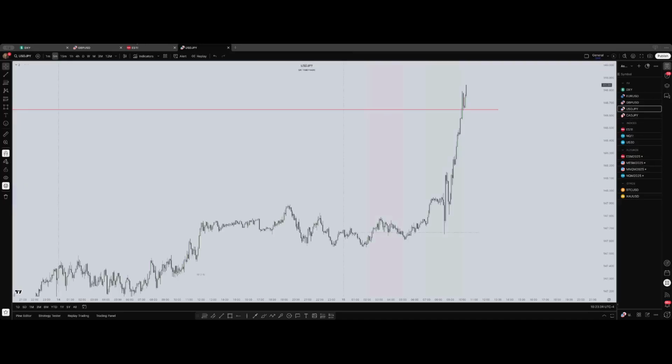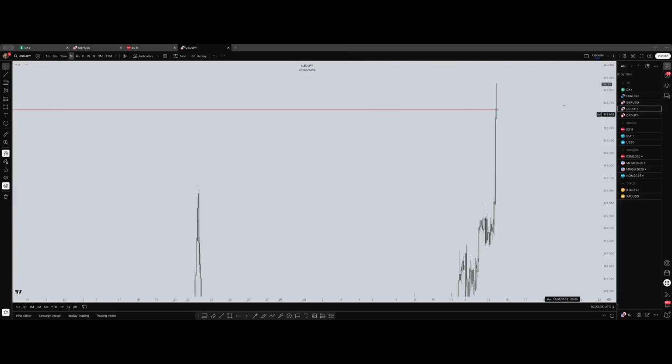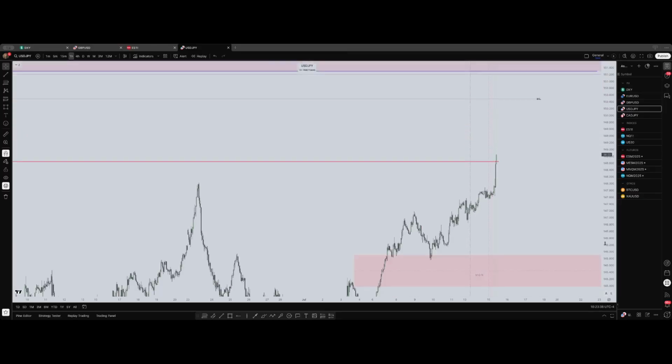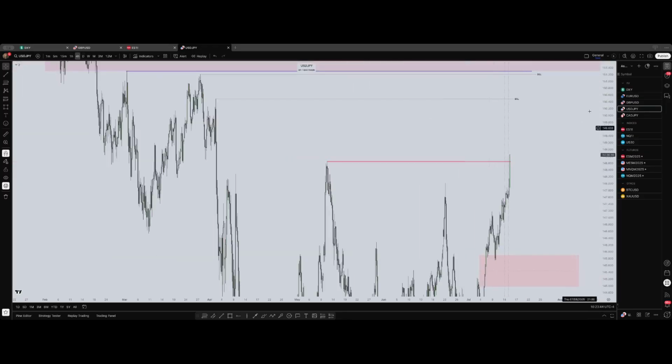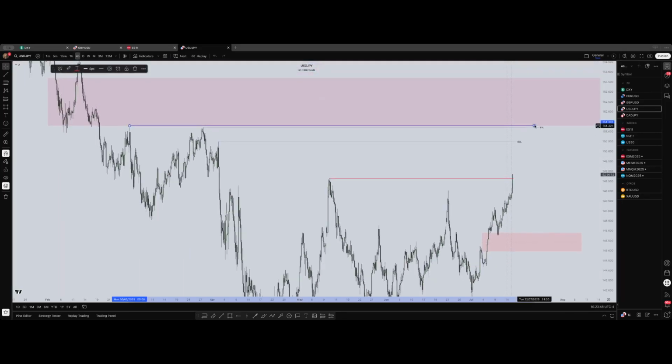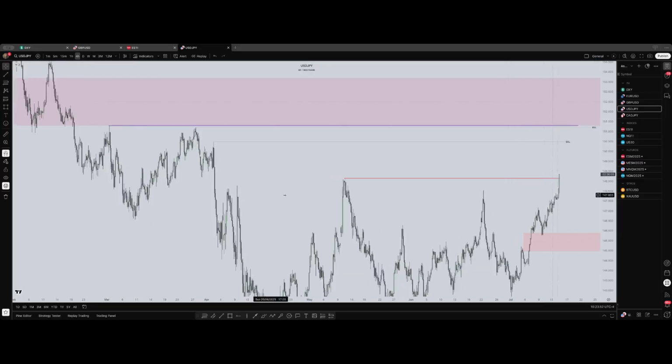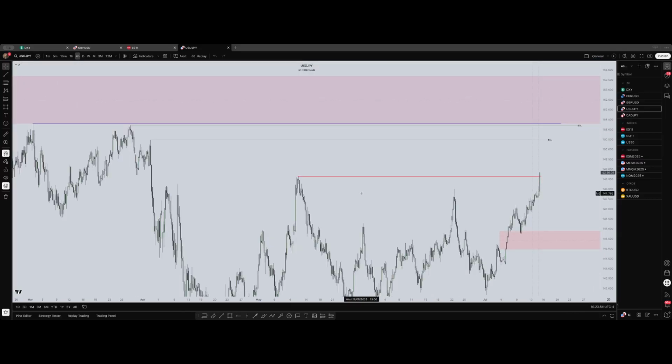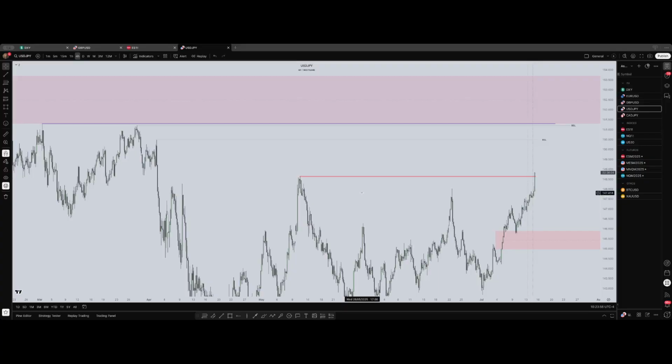So to USD JPY, as you can see, a huge movement to the upside here. So I think the possibilities of seeing price reach this purple line are getting higher. Let's see, but price is showing a lot of strength.